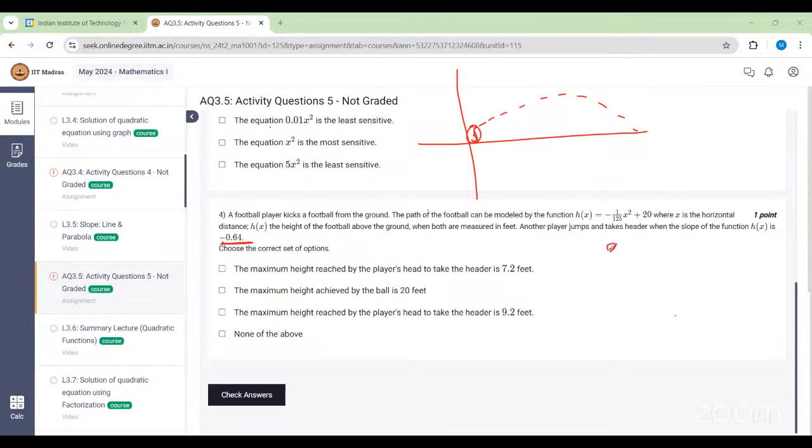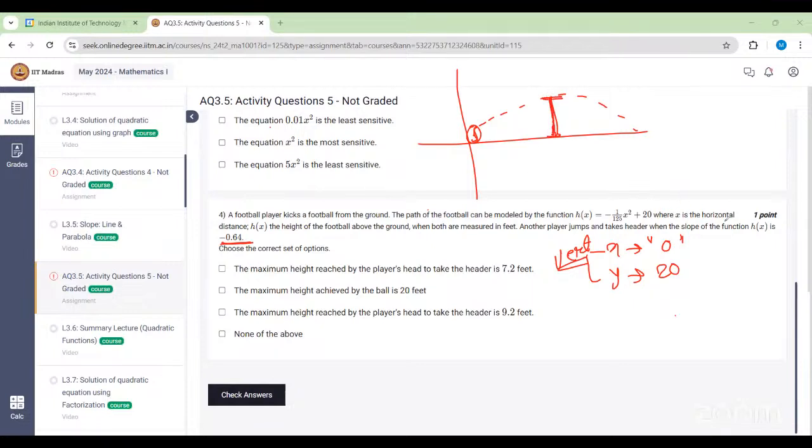Again the x coordinate is minus b by 2a, but here you can observe that b is nothing but 0. The expression is minus 125 x square plus 20. So the x coordinate is 0. The y coordinate of the vertex is 20. Okay, so 20 is the vertex height. That means this is the maximum height a football can reach.